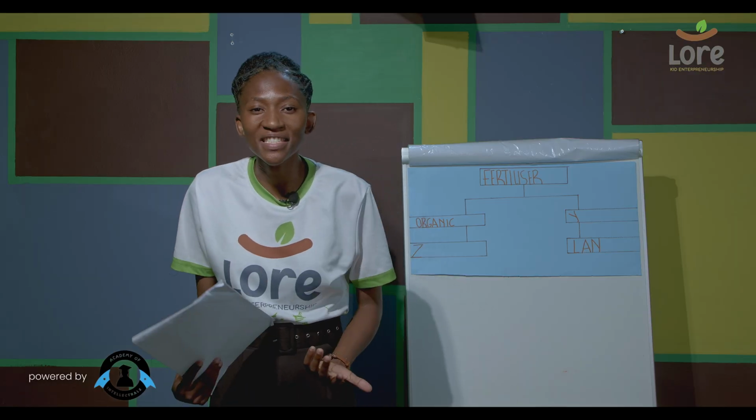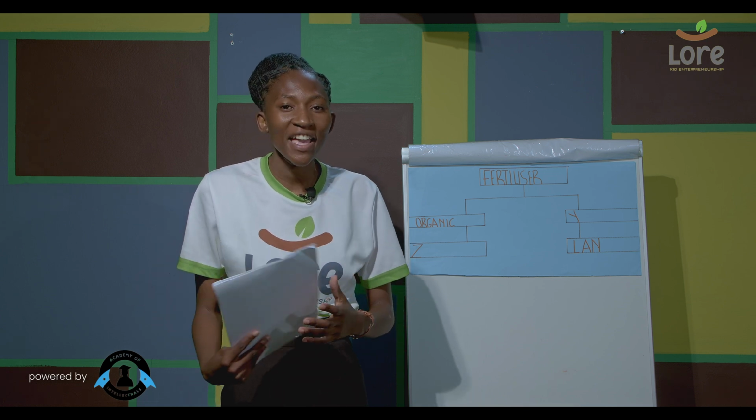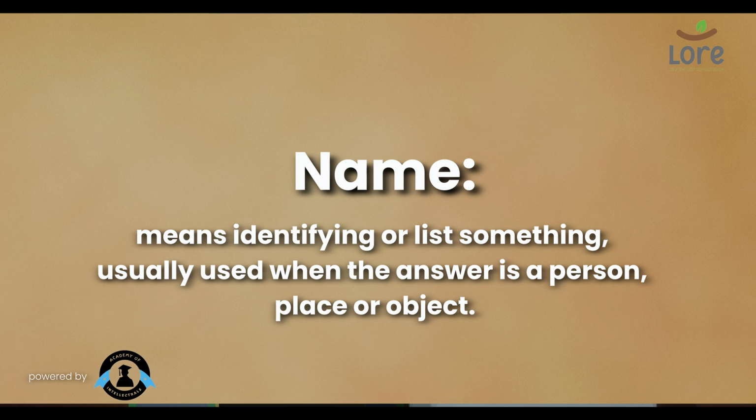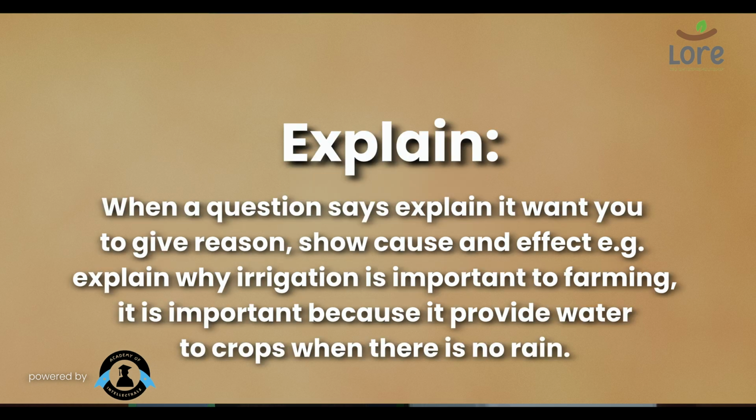Let's look at some of the ways that questions appear in a test or exam paper. When a question says state, it means that we have to clearly write something briefly without explaining. When a question says name, it means that we have to identify or list something, be it a place or a number. When a question says explain, it means that we have to give a reason, give an effect or show the cause. For example, explain why irrigation is important to crop farming. Irrigation is important to crop farming because it provides water when there is no rain.